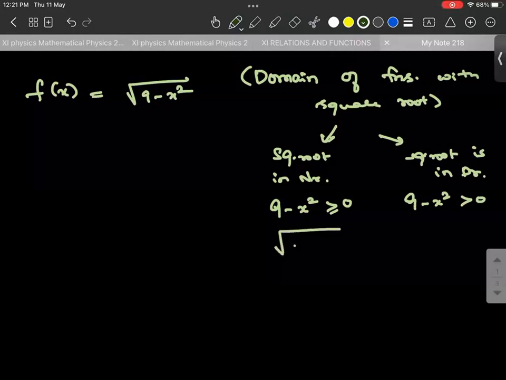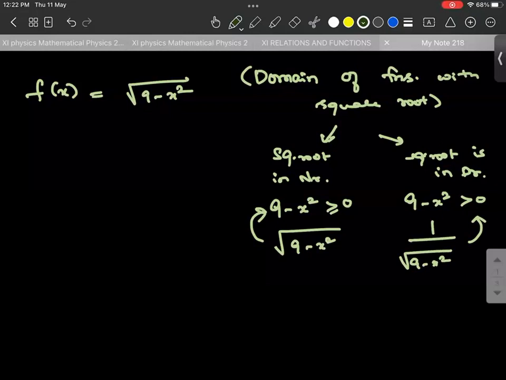Meaning, had the question been root of 9 minus x square, you will use this logic. Had the question been 1 by root of 9 minus x square, you will use this logic. Reason being, whenever a denominator comes, the denominator should not be a 0. Had I written it as greater than or equal to 0 in the second case, my denominator would have been a 0. So I should not write equal to 0. Are you able to understand? It's a very, very thin line, but you need to be careful.